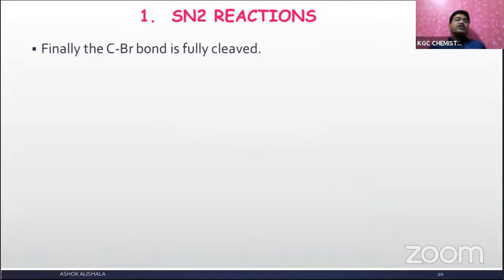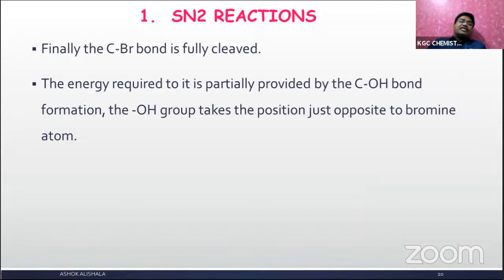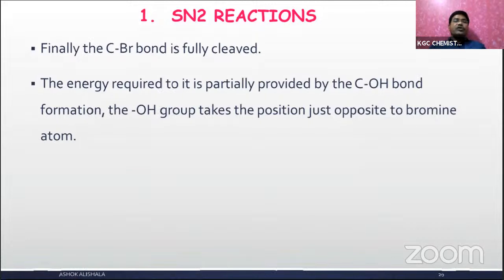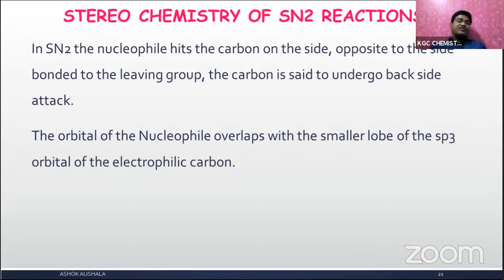Finally, the carbon-bromine bond is fully cleaved. The energy required for it is partially provided by the C-OH bond formation. The OH group takes the position just opposite to the bromine atom. In SN2, the nucleophile hits the carbon on the side opposite to the side bonded to the leaving group. The carbon is said to undergo backside attack.